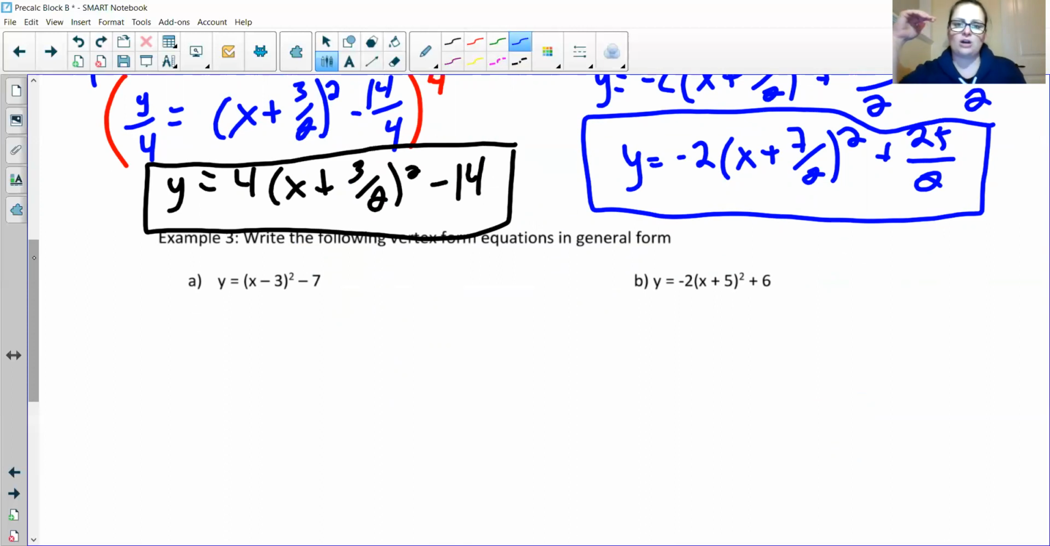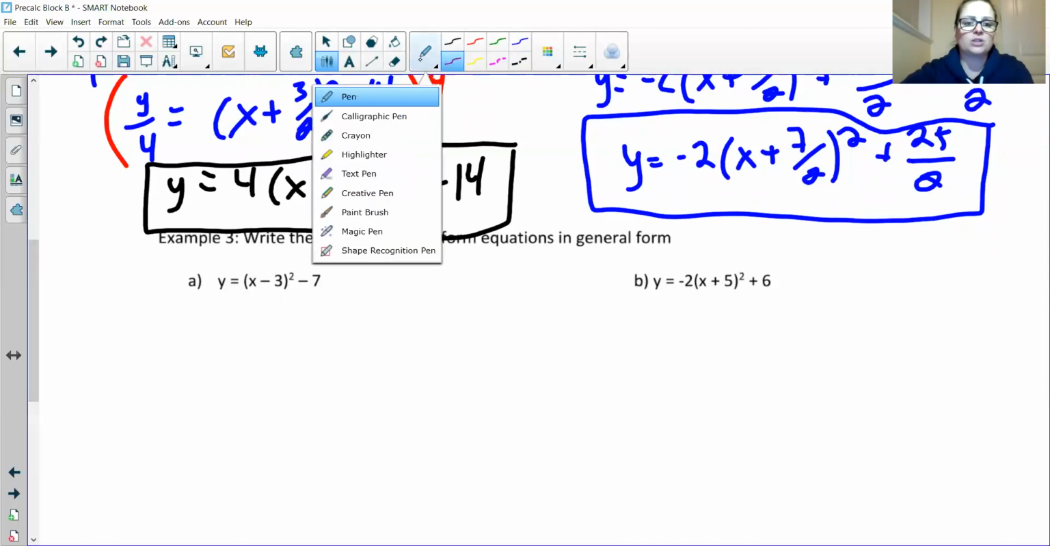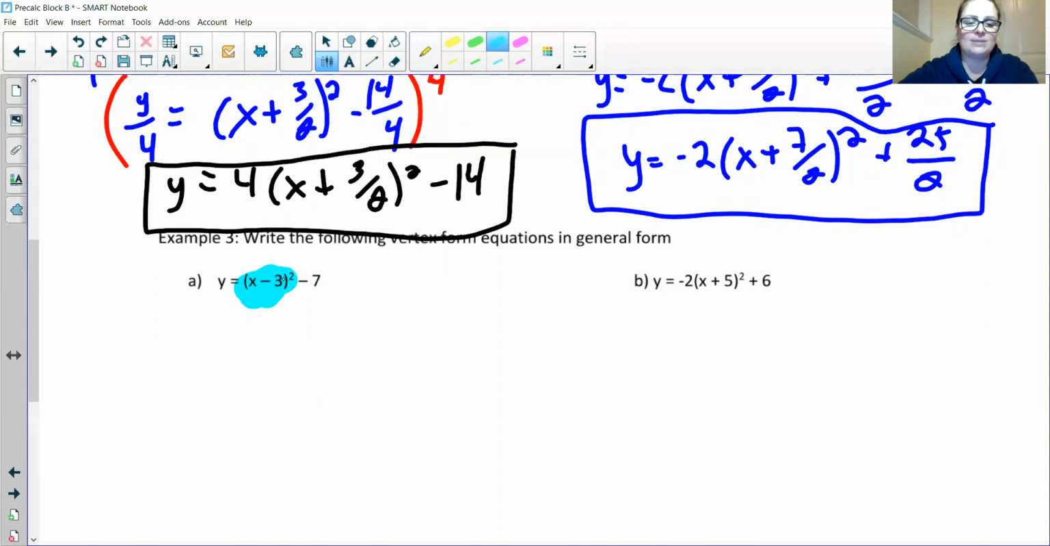So we have just gone from general form to vertex form, which has a lot of benefits to it. The other way is to go from vertex form to general form, and this has some benefits as well. So with this one, we have to follow our order of operations, BEDMAS, and we have to do everything squared first. So here we have this being squared.